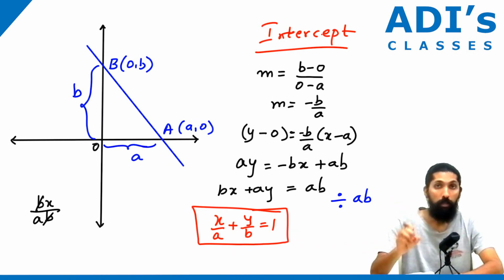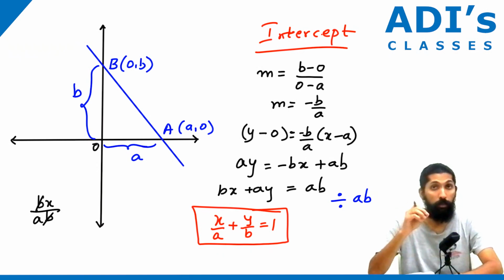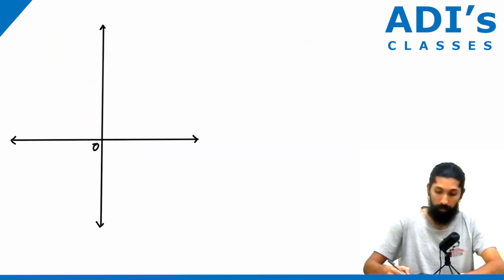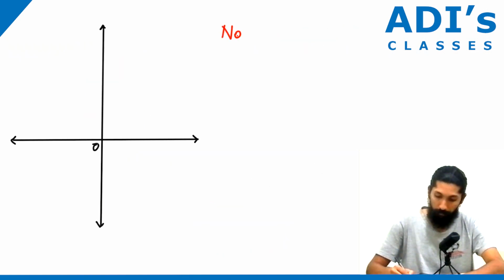Clear? Now we'll do one more form, what we call the normal form. See, the next one is normal form.